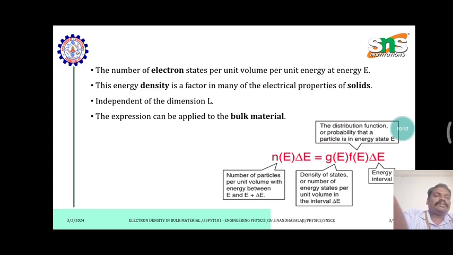So the equation is N(E) dE = g(E) f(E) dE, the number of particles per unit volume with energy between E and E plus dE. It equals the density of states, or number of energy states per unit volume in the interval, times the distribution function, or probability that a particle is in an energy state at that energy level.